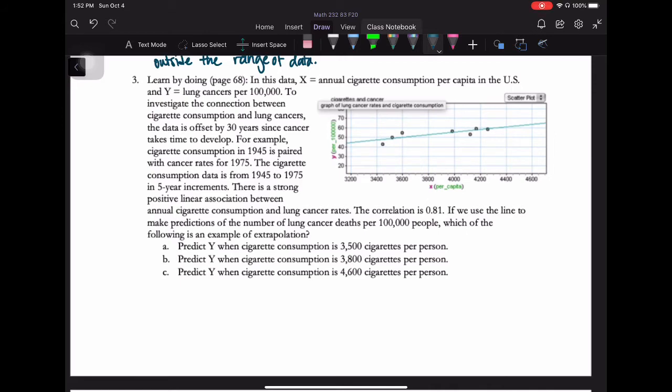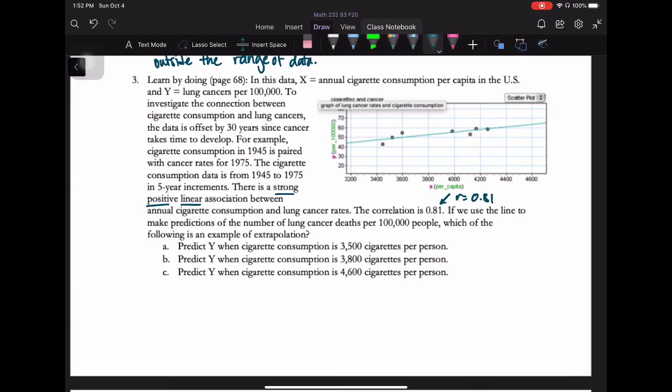There's a strong positive linear association. Remember, strong, positive, and linear are the ways that we want to describe it. We wanted to talk about strength, form, direction, and the outliers. The strong positive linear association between annual cigarette consumption and lung cancer rates. The correlation is 0.81, and remember, that's an R value of 0.81, which means it is strong.